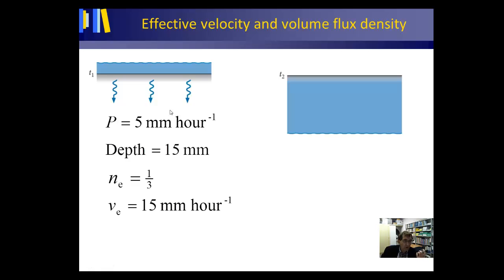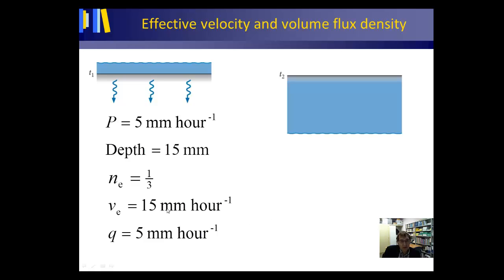And of course, water reaches a depth of 15 millimeters, so the velocity of the water in this 1 hour is 15 millimeters per hour. But we can also say that 5 millimeters per hour is infiltrating into the soil. And this we call the volume flux density. So your effective groundwater velocity or your effective water velocity here is 15 millimeters per hour, and your volume flux density is 5 millimeters per hour.